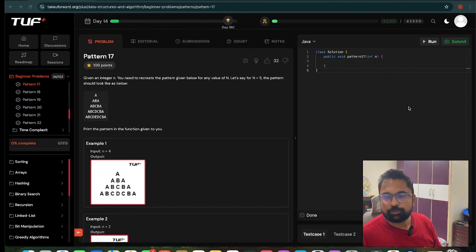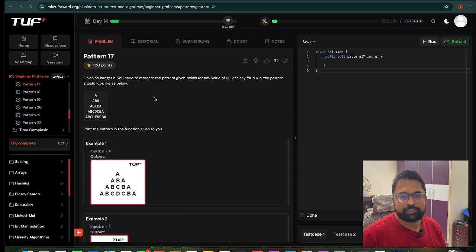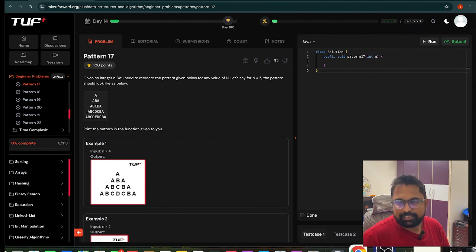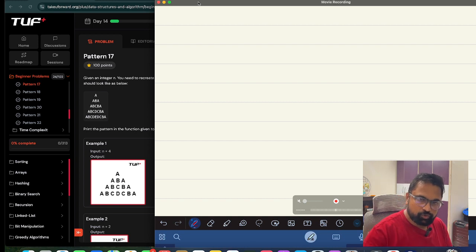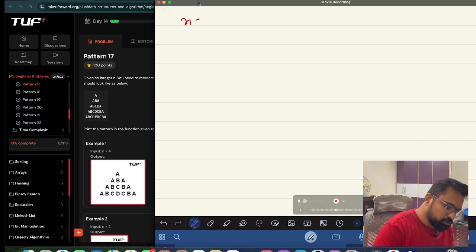Hello everyone. So today we are going to solve pattern 17 from Striver's. So let's try to understand the problem. Here we can see that n is given as an input and we need to draw a pattern of characters something like this. So let's take one example and try to understand it in a better way. Let's say n is equal to 4 is given.